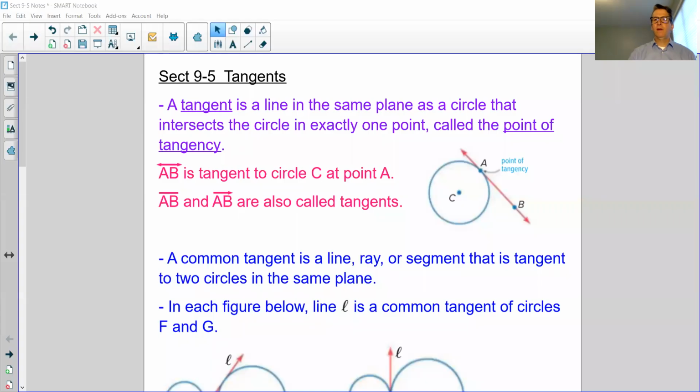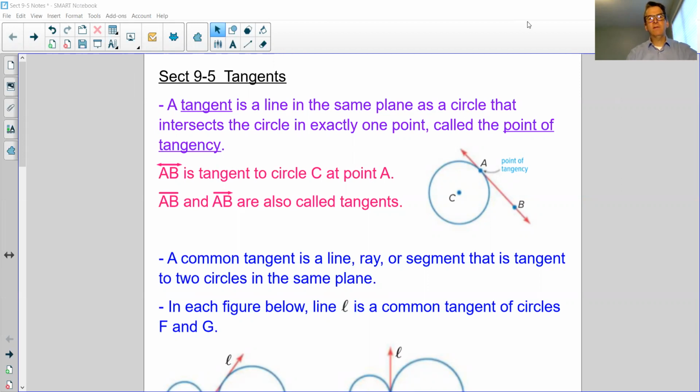Hello, folks. Today's lesson is section 9.5, tangents. Let's get started. It's a short lesson, so I'm going to put the entire lesson on one video for you.